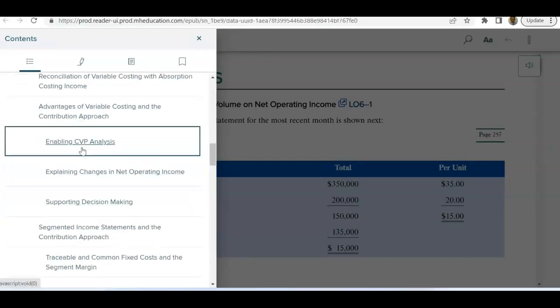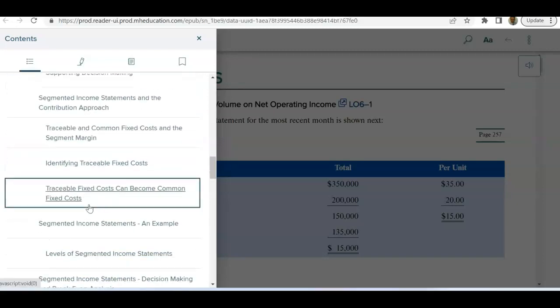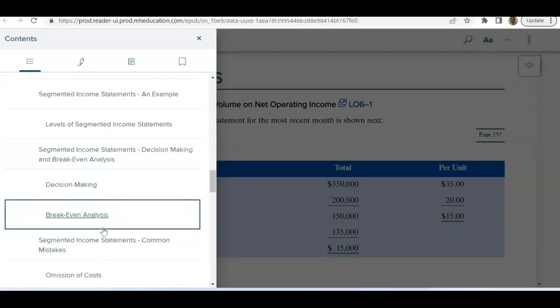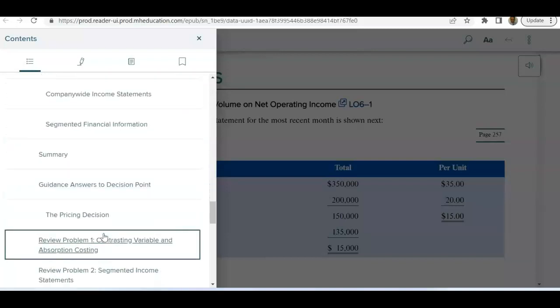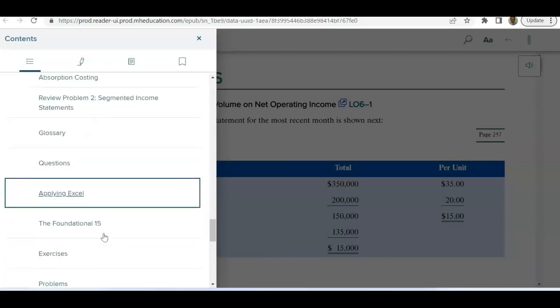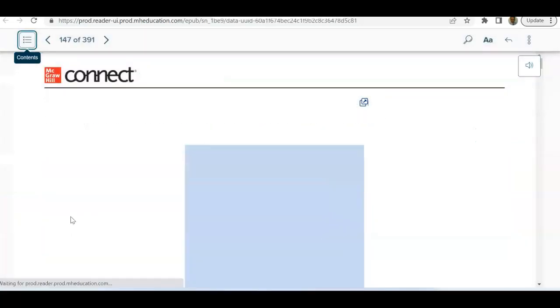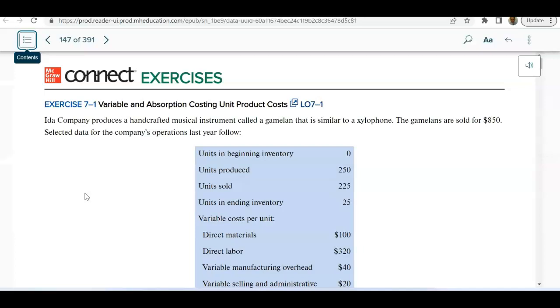Okay, and here it is talking about cost volume profit analysis. In order to do cost volume profit analysis, obviously you need to know all variable expenses and all fixed expenses in your business, okay? Okay, so let's go to the exercise.